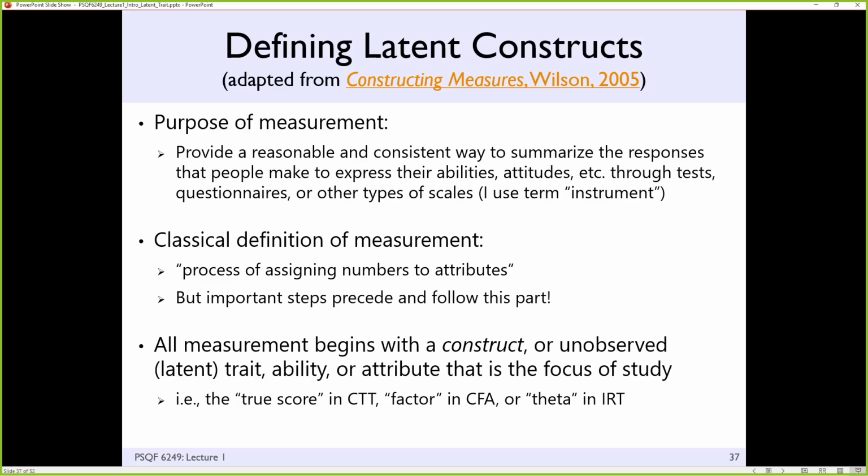So the idea of defining a construct and how do you build an instrument to measure a construct. Measurement is designed to quantify things that are inherently not quantifiable.